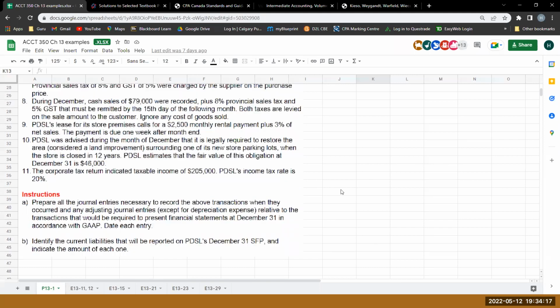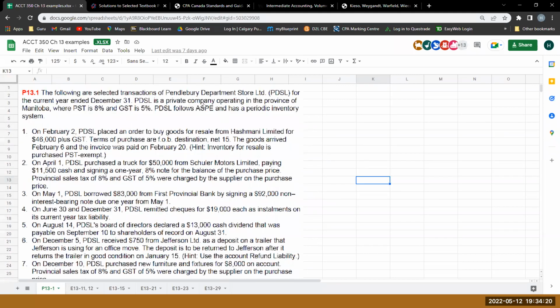So we're going to be looking at the situation of this company called Pendlebury Department Stores. It's got a December 31st year end. It operates in the province of Manitoba. They picked Manitoba because Manitoba has a provincial sales tax. The rate is 8%, and GST is 5%. You don't necessarily have to memorize the rates. If it shows up on an exam question, the rates will be given to you. And we're told that PDSL follows ASPE, so it's a private company, and it has a periodic inventory system.